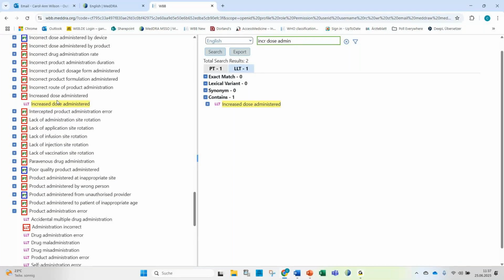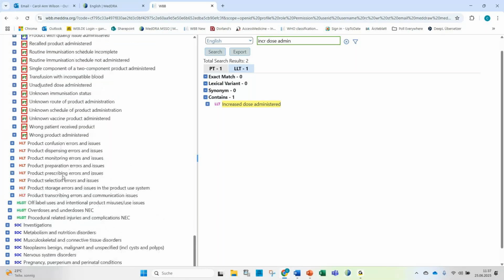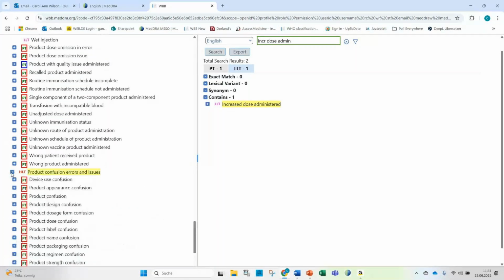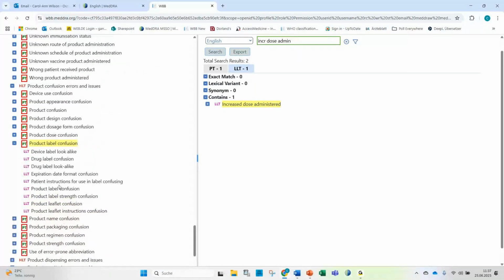And now the product leaflet confusion. We have the product confusion errors and issues. Here is the HLT, product label confusion. And here you find patient instructions for use in label confusing, product leaflet instructions confusion. But this was not reported.